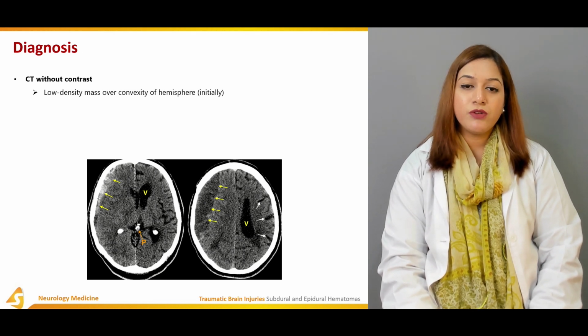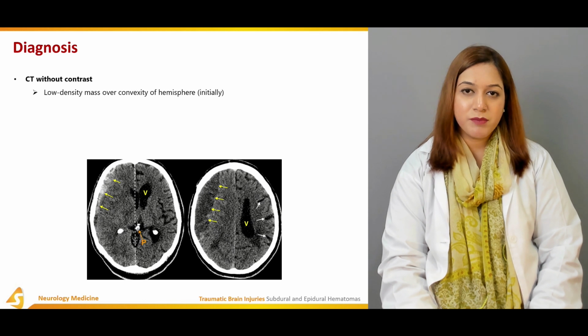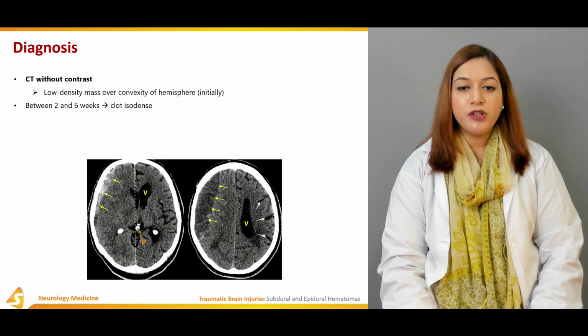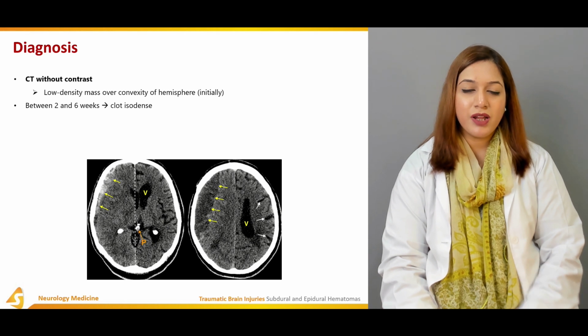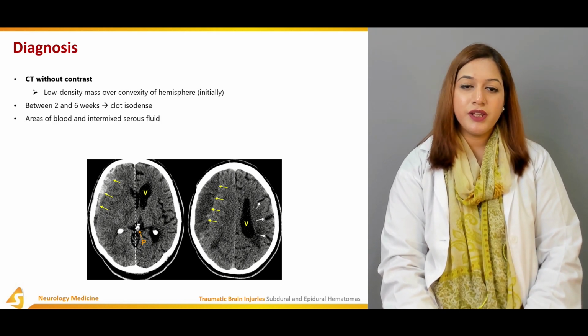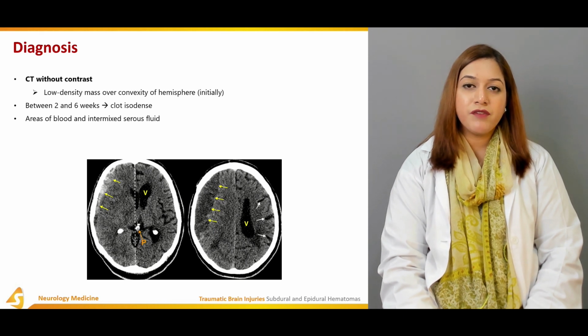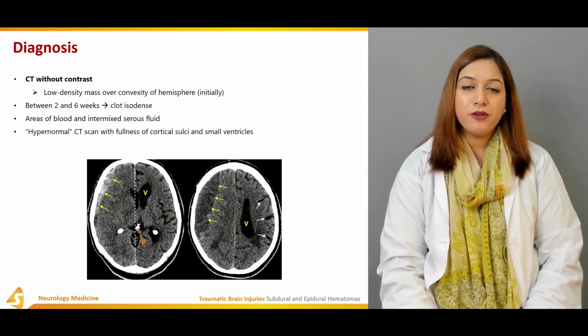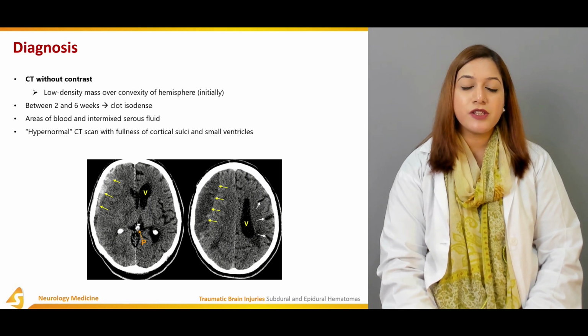Initially, we will find a low density mass over the convexity of the hemisphere. Between 2 to 6 weeks, the clot will become isodense and similar to the surrounding brain tissue. There will be areas of blood and intermixed serous fluid after several weeks or after 6 weeks. A hypernormal CT scan will be found in elderly patients with fullness of cortical sulci and small ventricles.